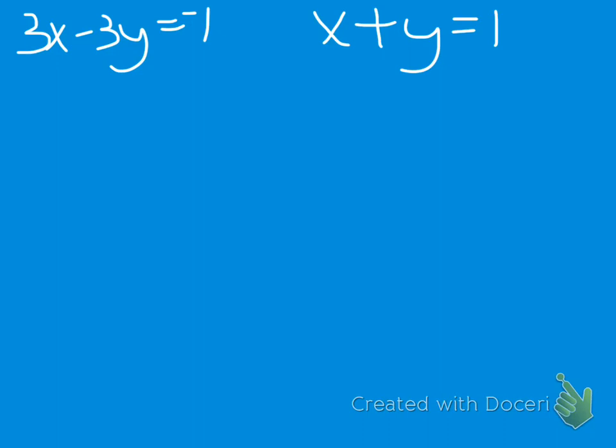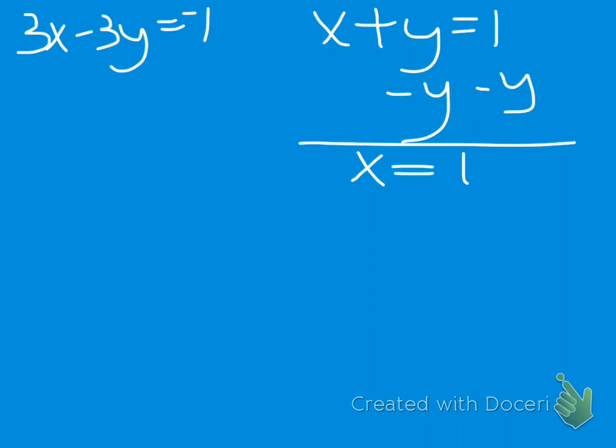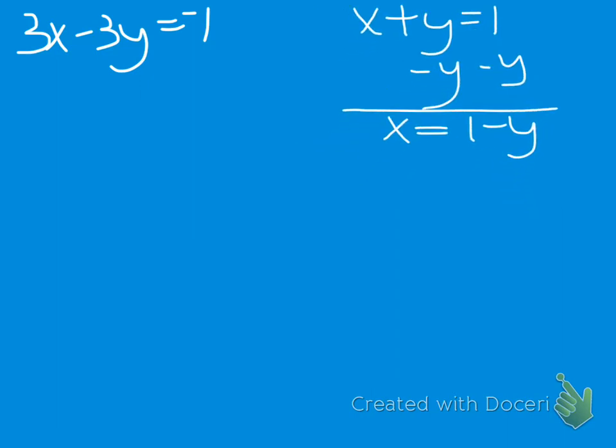All right, so does it matter? Since they both don't have coefficients, do you want to do x or y? X. Okay, so we're going to move the y over by doing what? Subtracting. Yes, very good. So then x equals 1 minus y. Very good. What do you want to do now? Now we need to plug in for x.